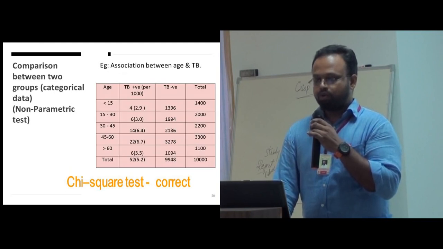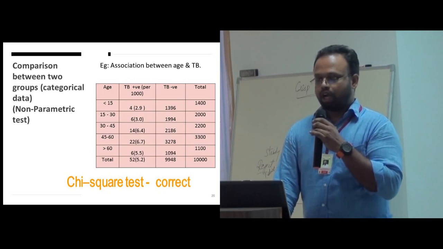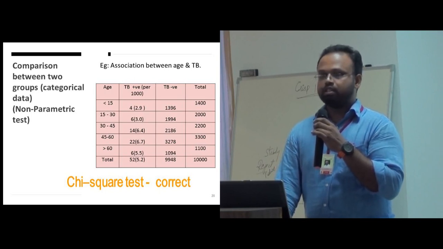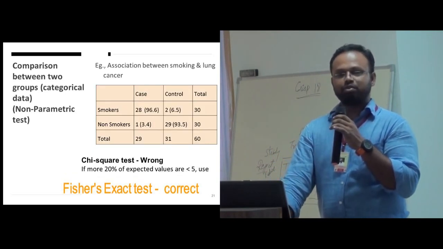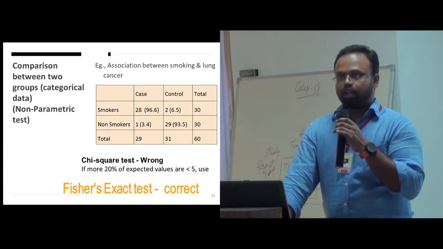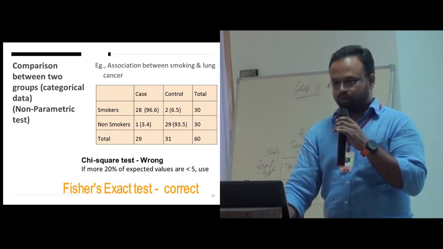Okay. So now we are comparing between two groups. Association between age and TB, so TB present and absent. Age we have categorized. Again the same, there is no twist here. It is chi-square test. Now the epi-info group.